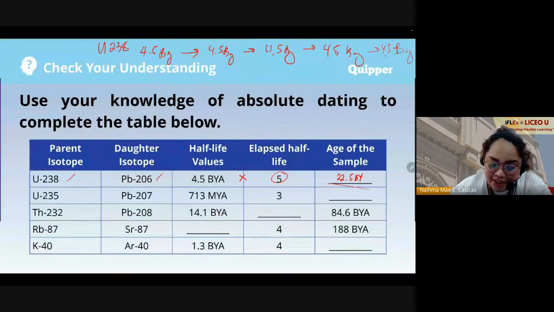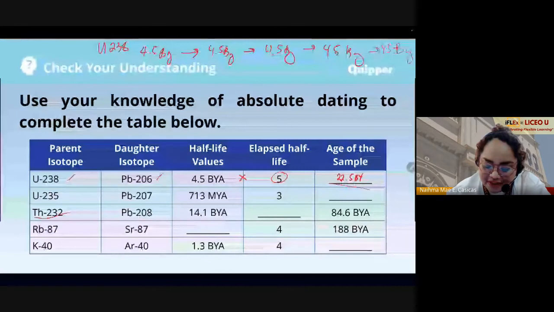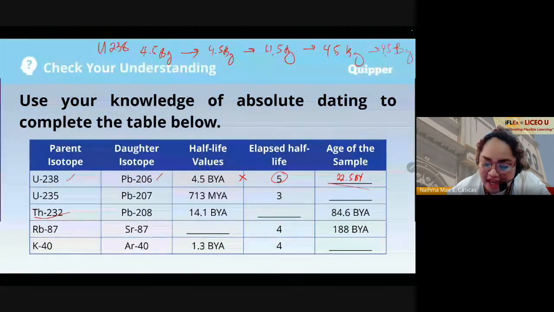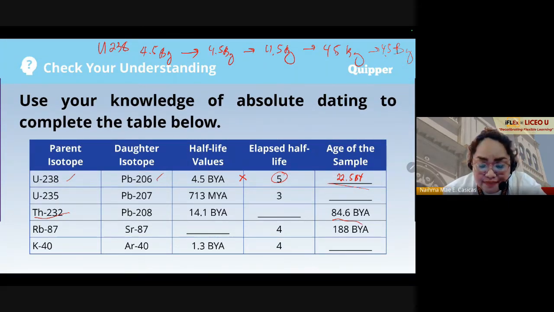How about uranium? I think this is settled. Let's go to thorium-232. Thorium-232 has a half-life of 14.1 billion years, and the age of the sample now is 84.6 billion years. So how many times did it go through its half-life? What do you think? How many times did it go through its half-life?